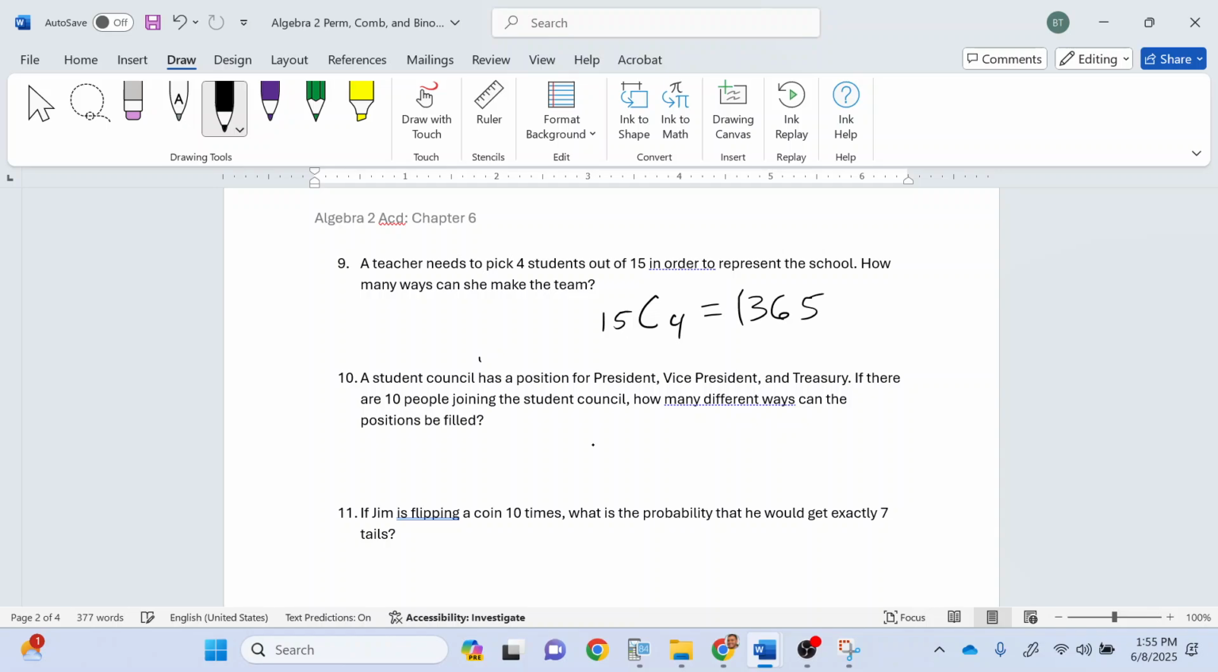All right, next one. A student council needs a president, vice president, and treasurer. Those are different jobs. We're being particular. There are 10 people in total, so it's 10P3. You always have to pick the bigger number in front, duh. Because how else are you going to do it? So 10 times 9 times 8. That's 720, I think.